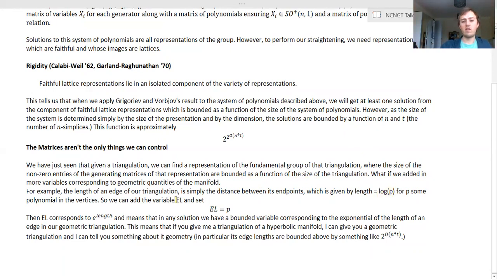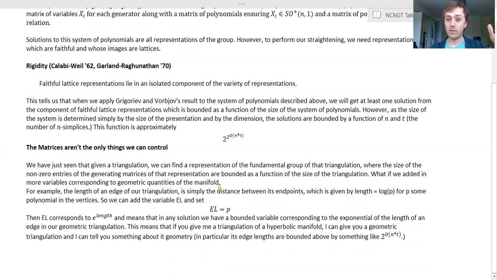But if we just set a variable EL for exponential of length, set that equal to P, then we know that e to the length is equal to P, that's just true. And so we can just add this polynomial and this variable into our system of polynomials. It's barely changing the size of our system of polynomials.